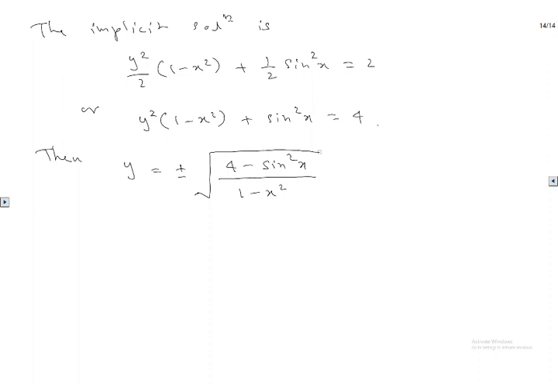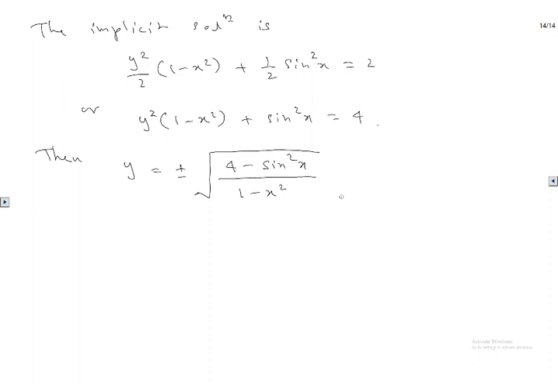Okay, good. So it doesn't matter, you can write this as an implicit solution or explicit solution depending on how easy or how difficult it is. Okay, so this is the end of the exact differential equations.